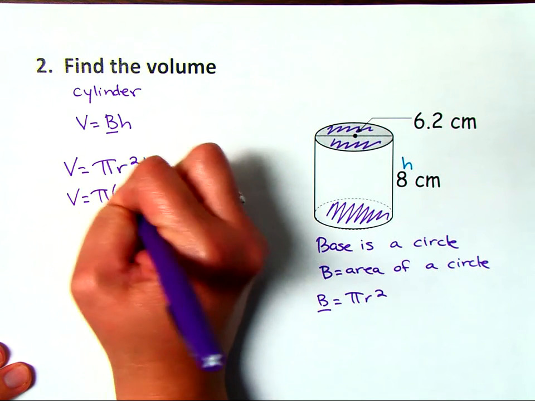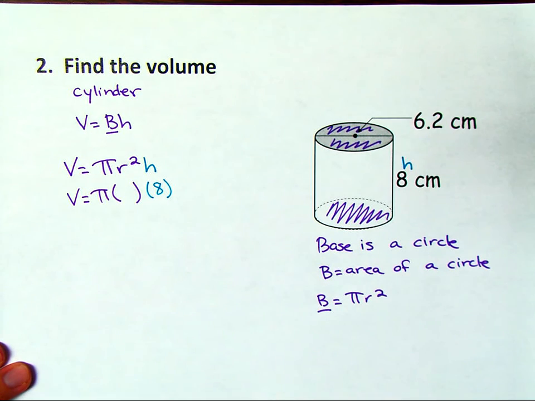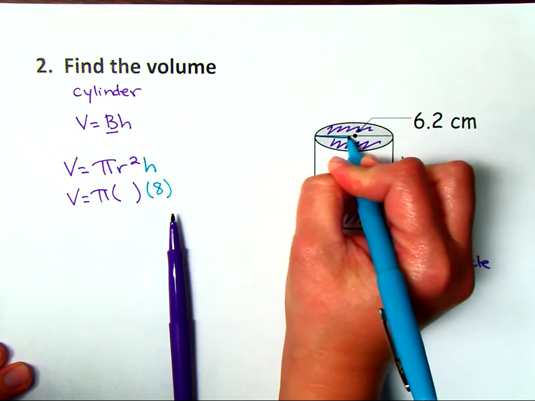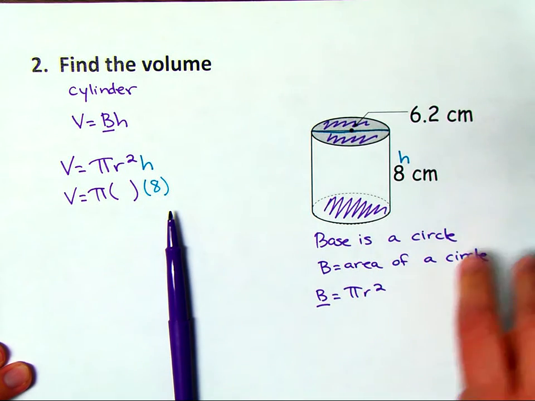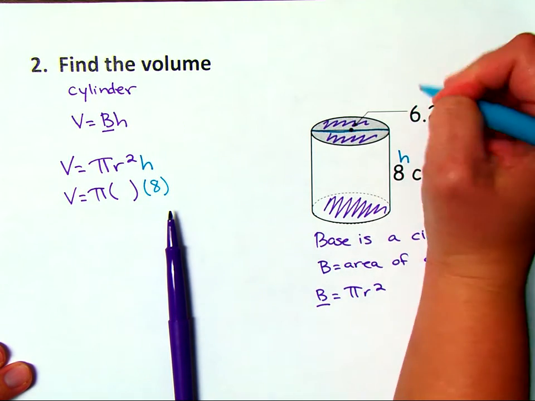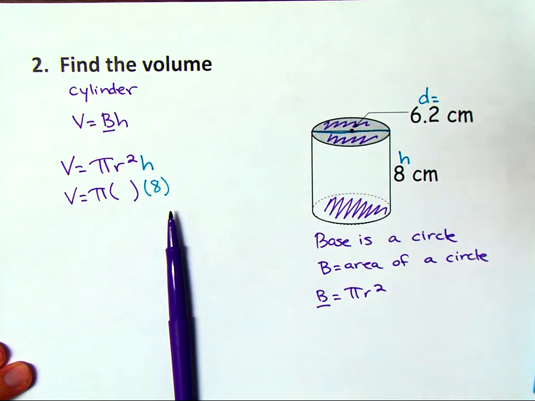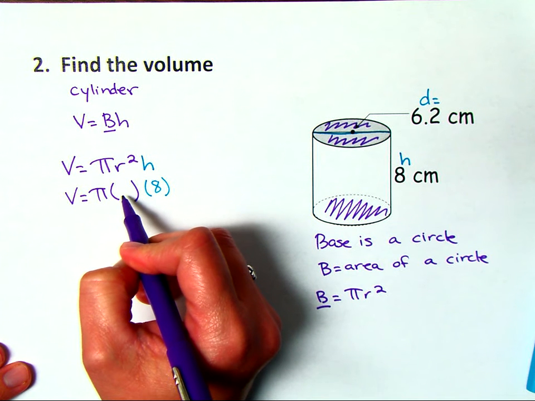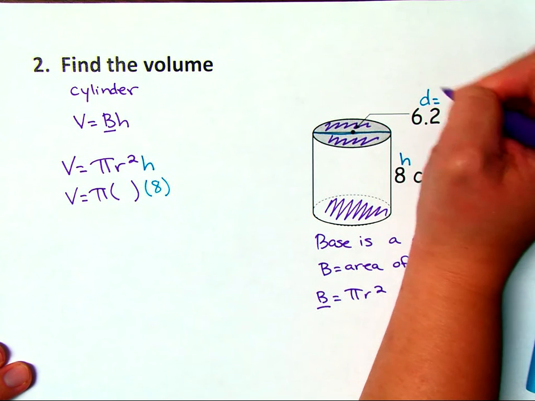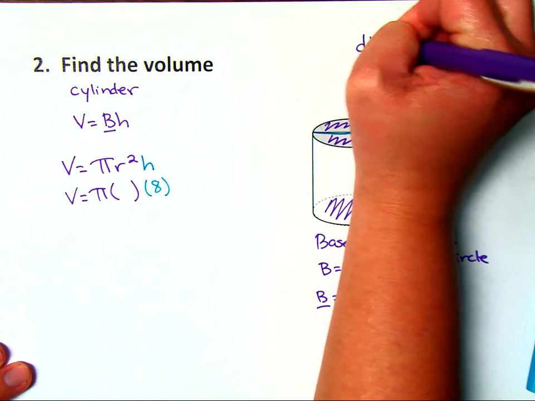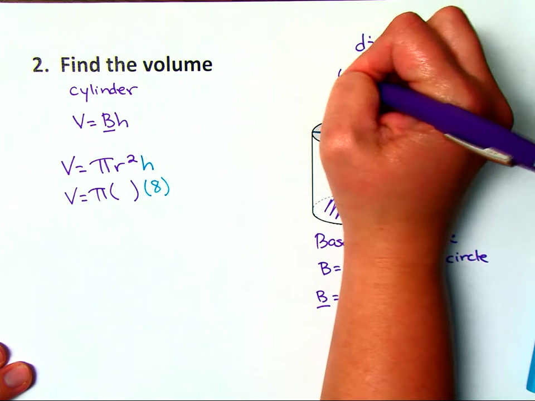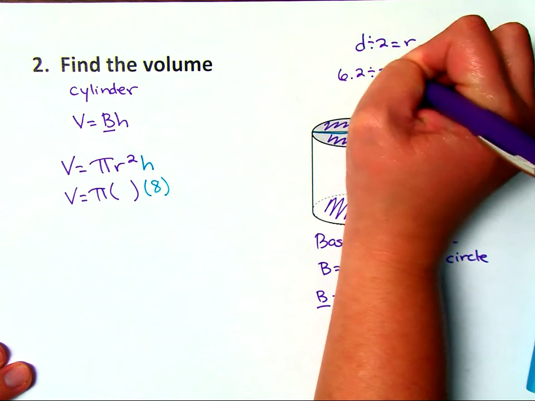So pi, and then now we need our radius. Well, this one is going from the outside through the center to the edge. So what this represents is the diameter. And we're not going to put the diameter right there, because the area formula for a circle has to have the radius. So remember, if we have the diameter divided by 2 gives you the radius. So we're going to say 6 2/10 divided by 2.